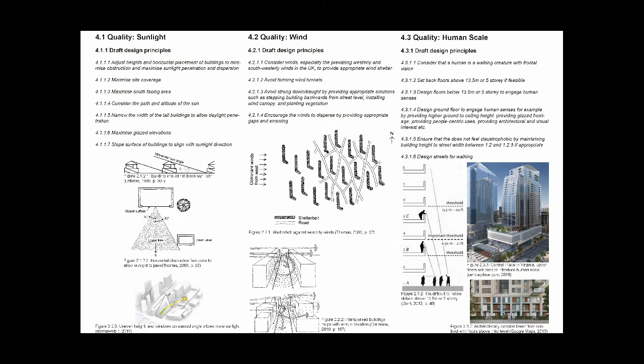In order to fulfill our aims, background research was done to establish the key design principles. The design principles shown on the screen form the backbone for the design guidance. The screen shows 3 key distinct areas related to sunlight, wind, and human scale. The points underneath each heading show what can be done to improve the corresponding aspects.